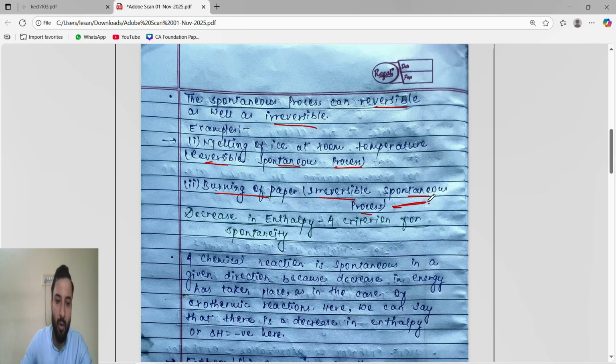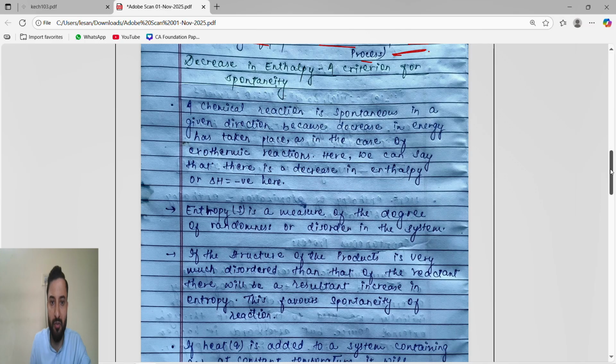Yes sir. Now next is decrease in enthalpy. It is one criterion of spontaneity. So decrease in enthalpy. Enthalpy means what will happen, guys? Decrease in heat energy.